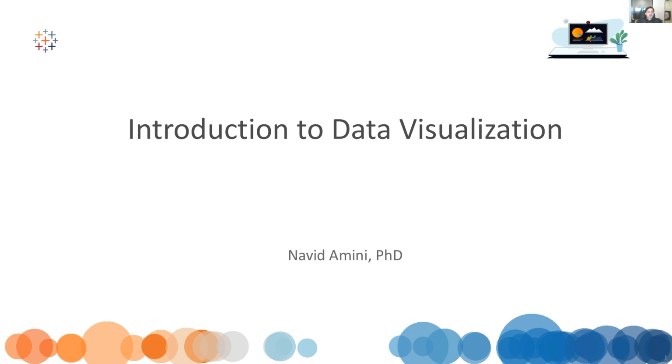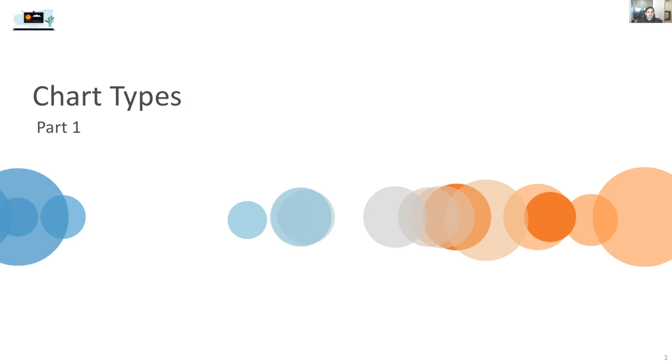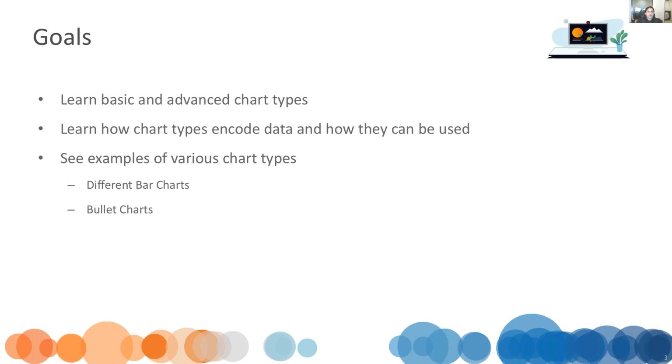Hi everyone, we want to talk about different chart types in the following few lectures. The charts that we'll cover exist in all data visualization technologies such as Excel, Tableau, Python, R, and D3. We are going to learn about a number of basic and advanced chart types. We will learn how these charts encode data and how they can be used, and we will see examples of the charts that we introduce. Our focus will be on bar charts and bullet charts in this lecture.